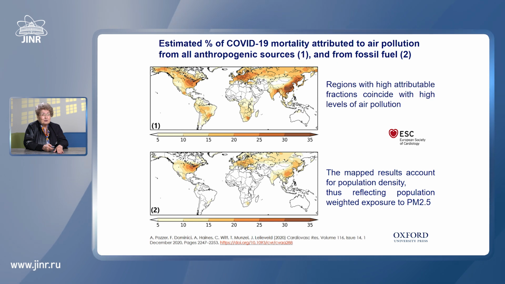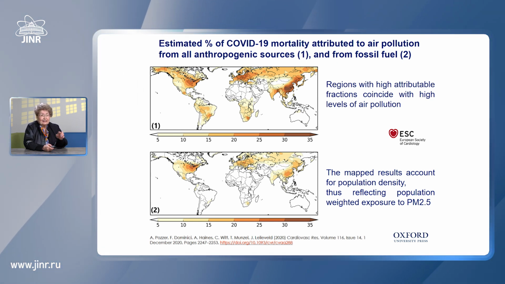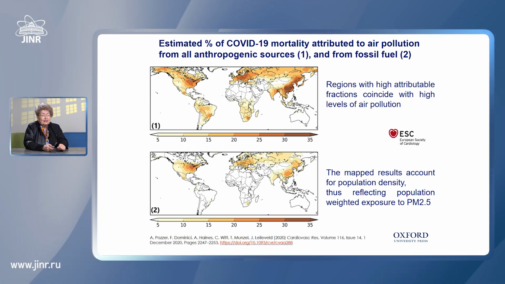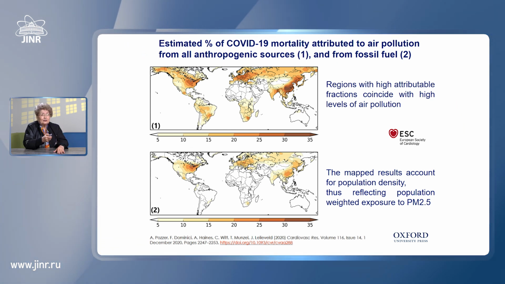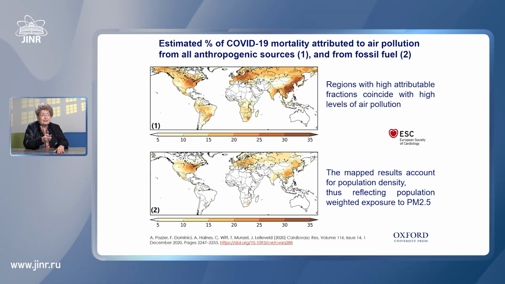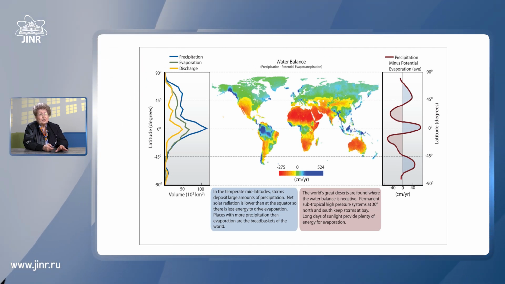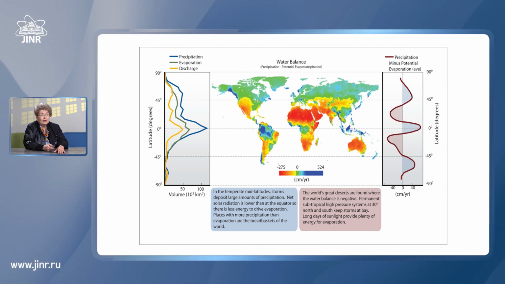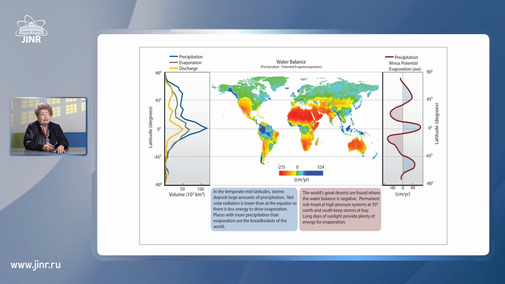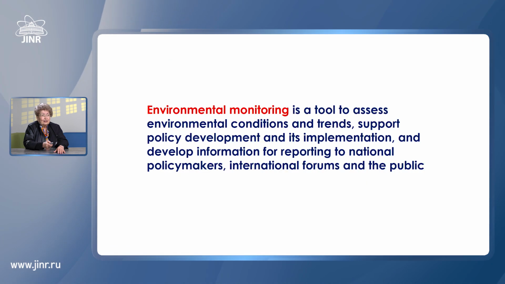That slide is very important. Look, these are estimates of the percent of COVID mortality attributed to air pollution, and again you see the dark spots in China. It gives information that COVID was spread through aerosol particles. Contamination is connected with COVID mortality. At one glance, you can see the situation with water balance in the world. You see droughts in Africa and in Australia and some other parts.